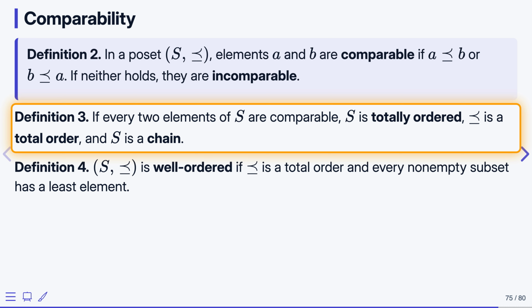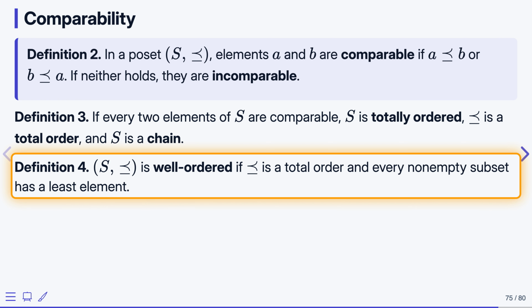Definition 3. If every pair of elements is comparable, we call the set totally ordered or linearly ordered. The order is a total order, and the set is also called a chain. Definition 4. The set is well ordered if it is totally ordered, and on top of that, every non-empty subset has a least element, a smallest one.